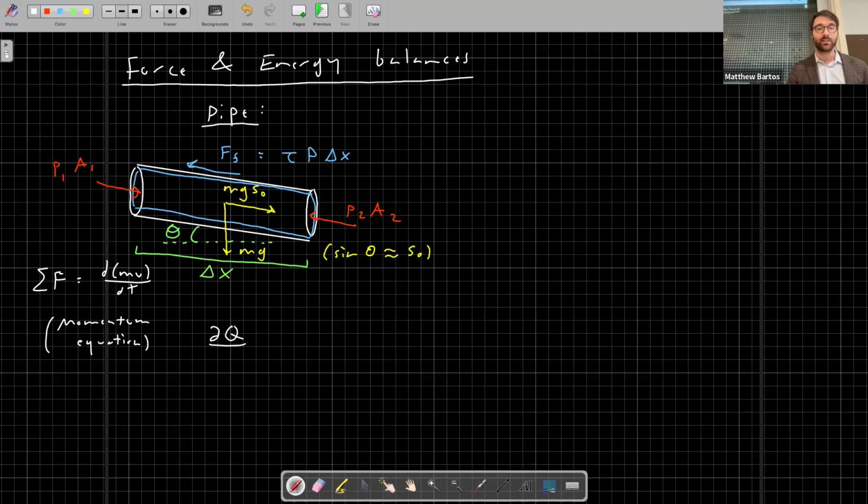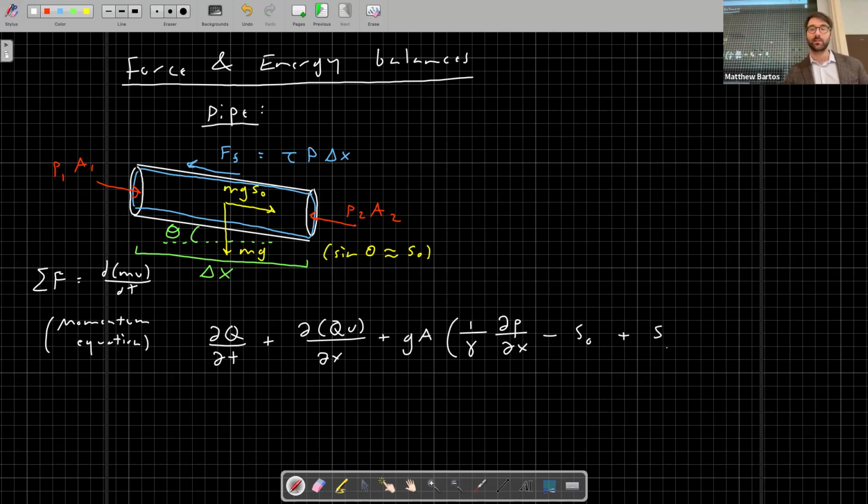We have dQ by dt plus d(Qu) by dx plus the acceleration due to gravity times the cross-sectional area times 1 over the specific weight times dp dx, so that's the pressure gradient, minus the bottom slope plus the friction slope is equal to 0. So that was our momentum equation. If we integrate this momentum equation over some length delta x, what do we get?